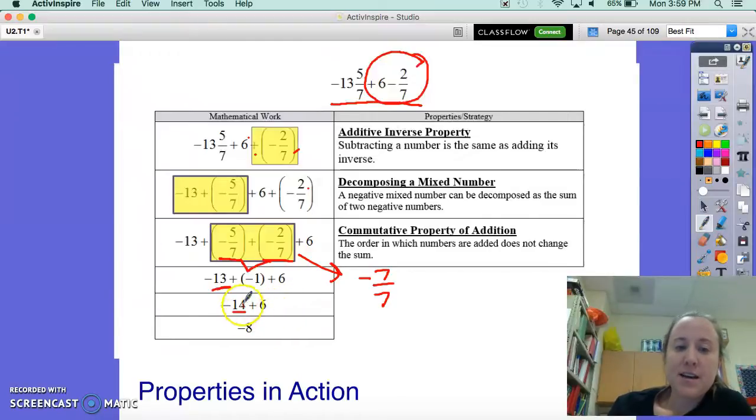14 minus 6 is 8. And this 14 is the one that's further from 0, and it's negative, so that makes my answer a negative 8.